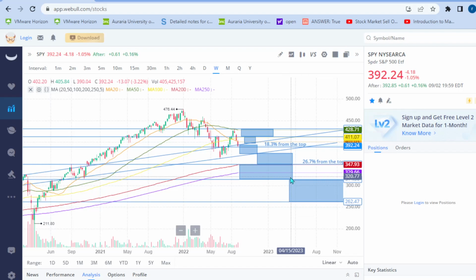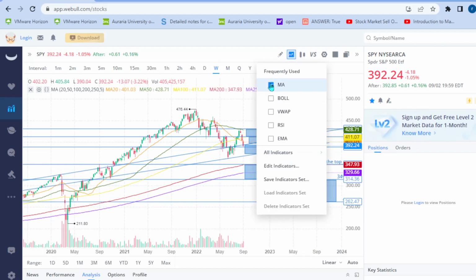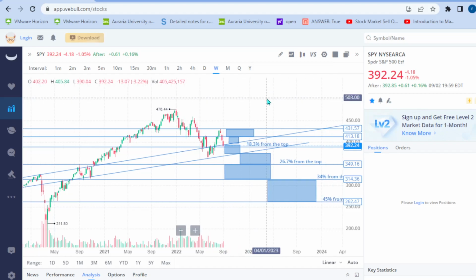And then this is where I think we could see full-blown capitulation, is if we fall underneath this 314.36 zone, then I believe price action could go all the way down here to potentially 262.47. So let's just go ahead. Let's remove these moving averages again.